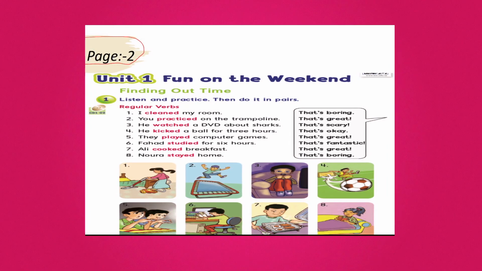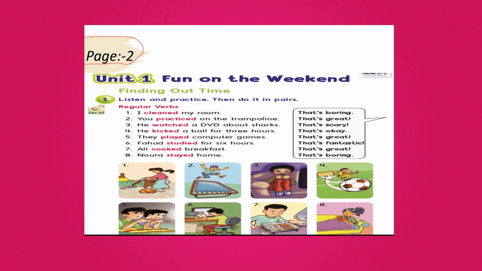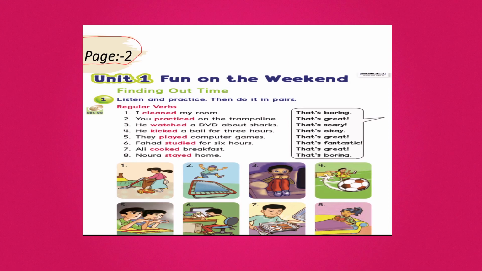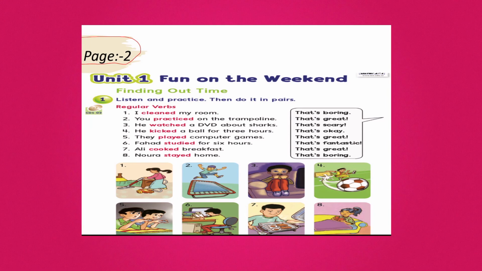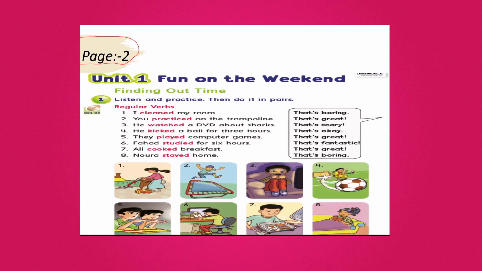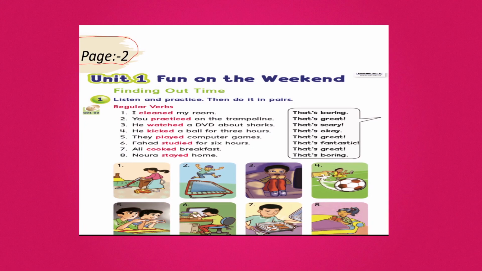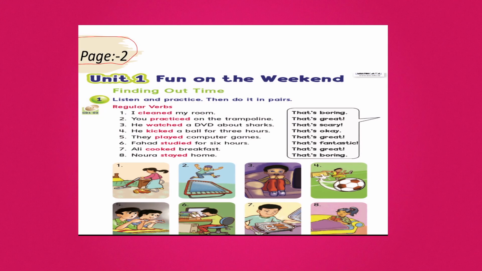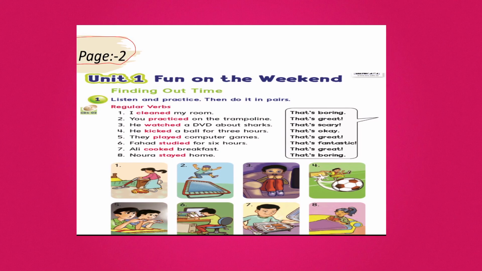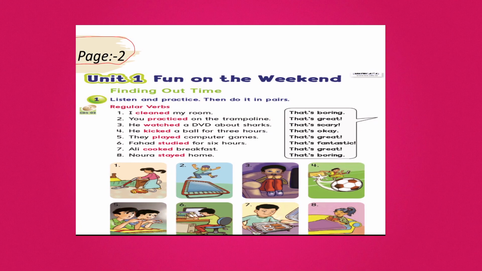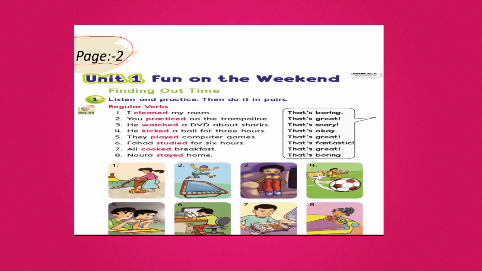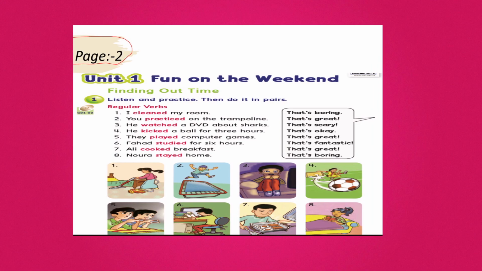Okay, let's repeat it one more time. Number 1. I cleaned my room. That's boring. Number 2. You practiced on the trampoline. That's great. Number 3. He watched a DVD about sharks. That's scary. Number 4. He kicked a ball for 3 hours. That's okay. Number 5. They played computer games. That's great. Number 6. Fahad studied for 6 hours. That's fantastic. Number 7. Ali cooked breakfast. That's great. Number 8. Noura stayed home. That's boring.